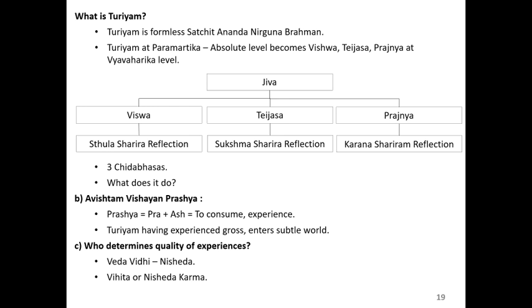Can turiyam exist by itself? Yes. That is what we all experience in our sleep state. We experience without the physical body, we experience without the mind, we experience without the universe. So what is having the experiences of the gross and the subtle world or the causal world? It is this turiyam alone. Experiencer is changeless. Experienced world is changing.